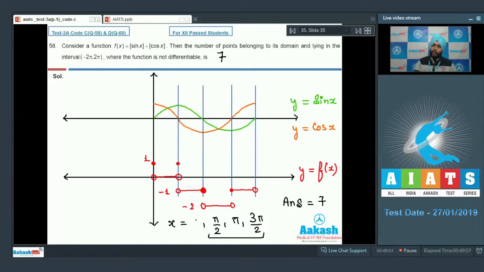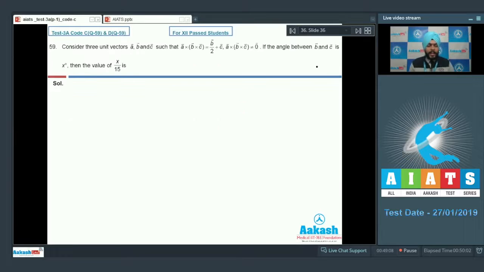Okay, let us move on to 59. Question number 59 says: consider 3 unit vectors a, b and c such that a cross (b cross c) is b/2 plus c, and a cross b cross c is non-zero. If the angle between b vector and c vector is x degrees, then what is the value of x/15? So let us simplify this vector triple product and compare the coefficients on both the sides.